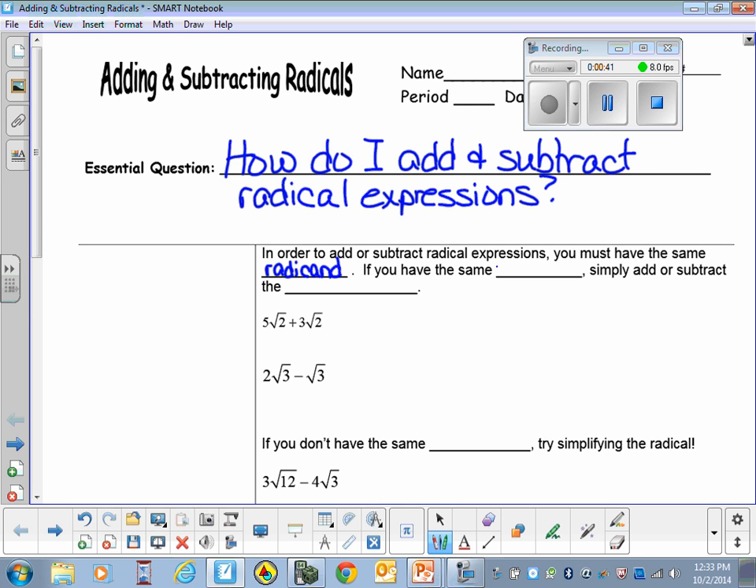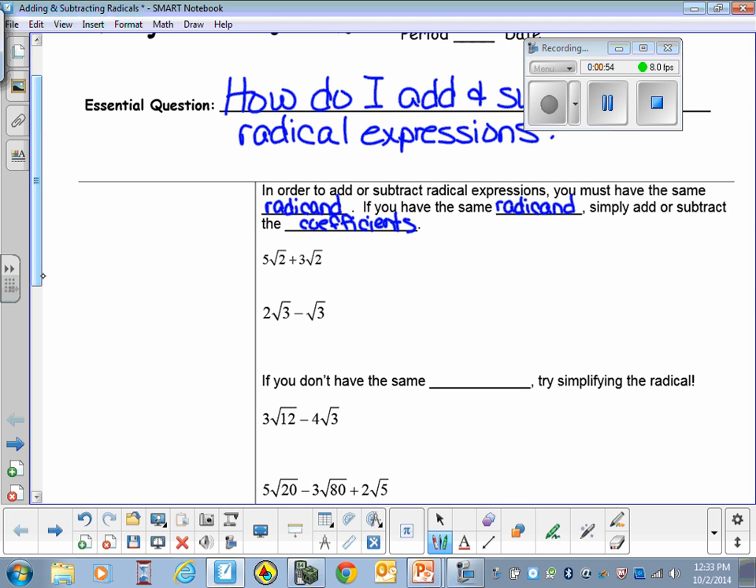If you have the same radicand, you simply add or subtract the coefficients. So basically, I treat it like terms. If the square root of 2 is x, this is 5x plus 3x, which is 8x. In terms of the radical expression, 5 plus 3 is 8, keep the square root of 2. 2 minus 1 is 1, keep the square root of 3. And you can just write that square root of 3 if you like.